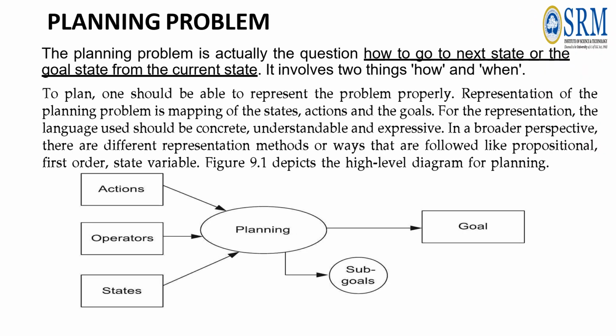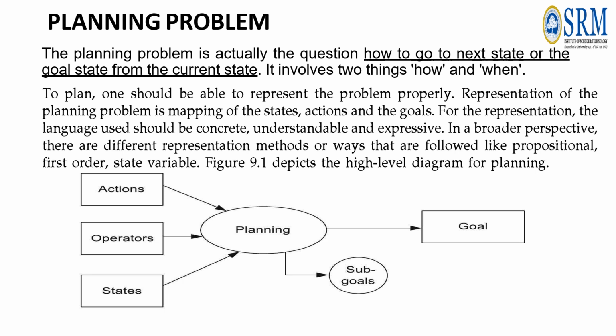Now we are going to move to the planning problem. If a question is given, our ultimate plan is to reach the destination from the input state to the output state. The initial state will be given, and the output state will be given. The current state will be the initial state. How are we going to move from one state to another by achieving the goal? That is exactly a planning problem. So the question is how to go to the next state or the goal state from the current state, either from the initial state to the goal state or from the goal state to the initial state.